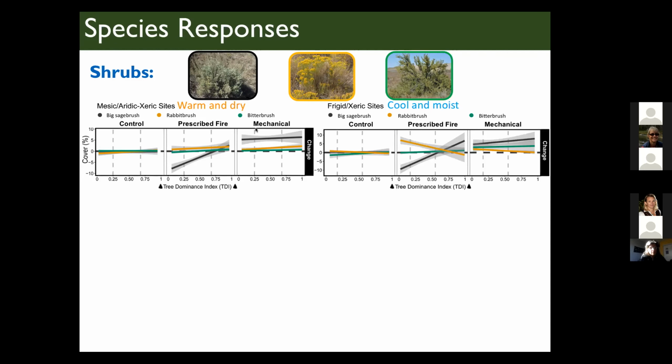At the cool moist sites, we see more dynamic patterns with some of these species. So again, a similar pattern of negative effects of fire at low TDI, but we see a positive effect at high TDI this time. Again, increases with mechanical treatments. And then with rabbitbrush, we are seeing a response at low TDI. So we see an increase with rabbitbrush cover with prescribed fire, but not as much from the mechanical treatment. And then bitterbrush, again, has the most muted response of all. And then they do increase somewhat with the mechanical treatment.